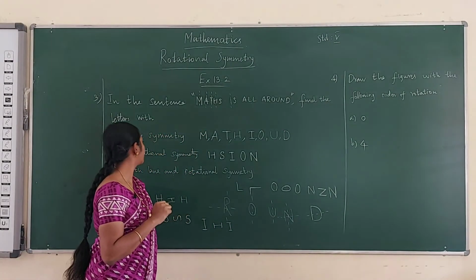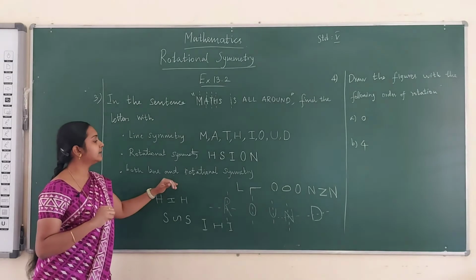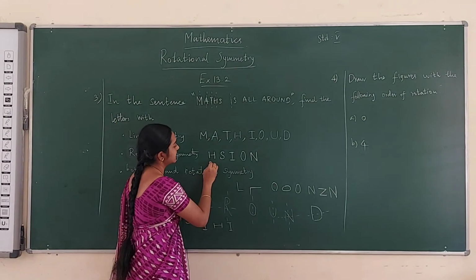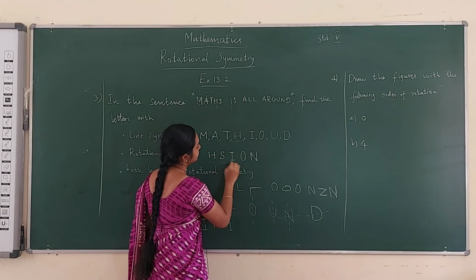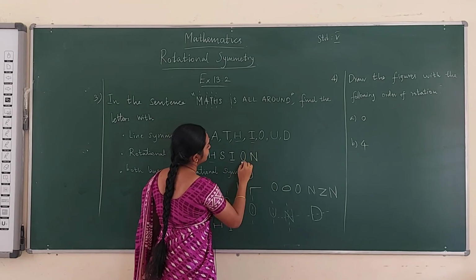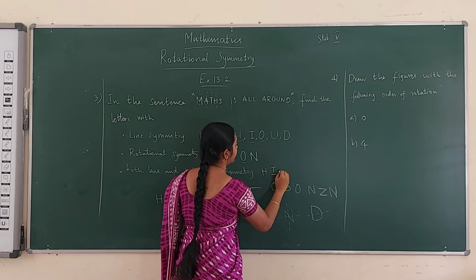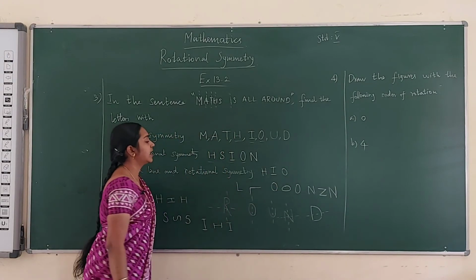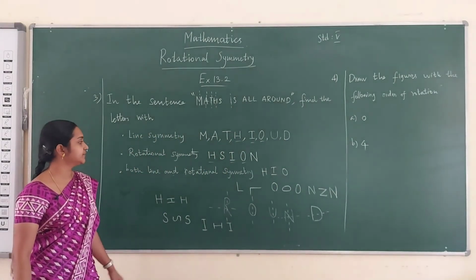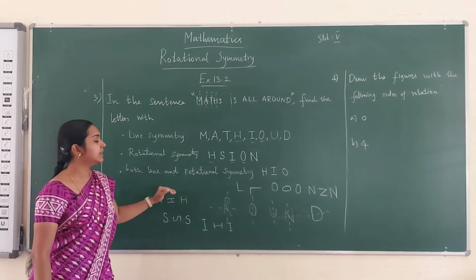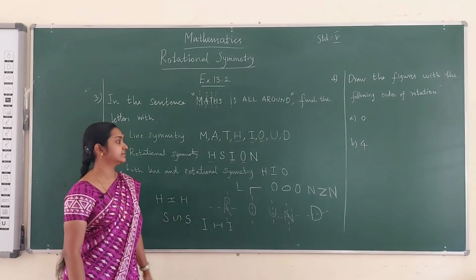Now we have to look for both line and rotational symmetry. H is there, I is there, O is there. So H, I and O is the answer. H, I, O will be having both line and rotational symmetry.